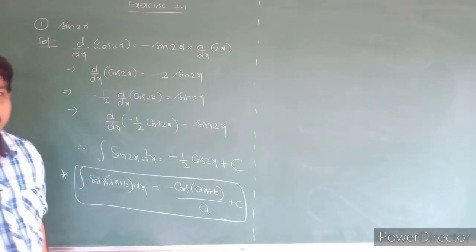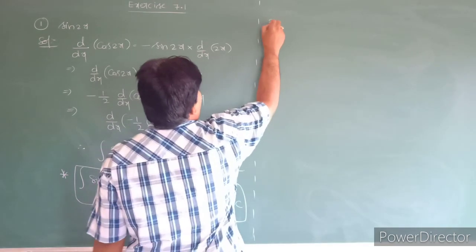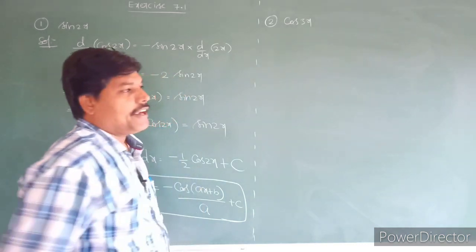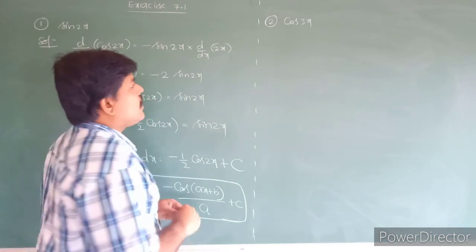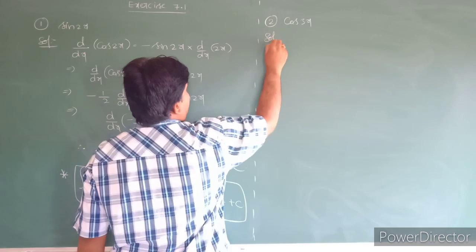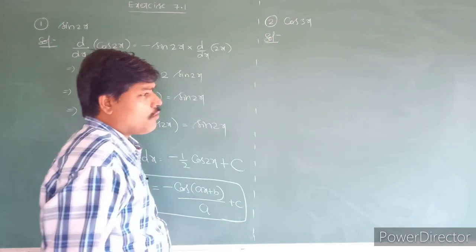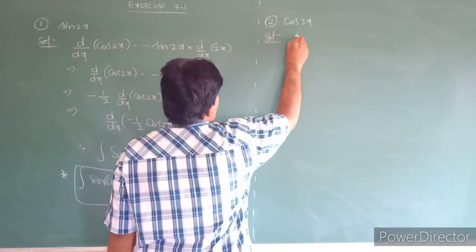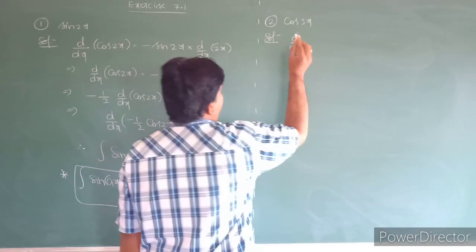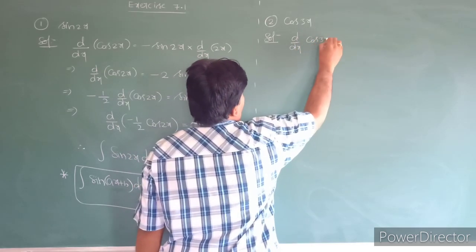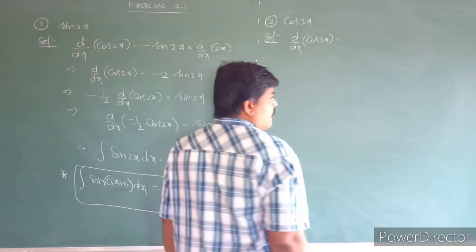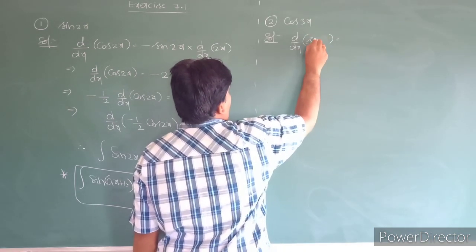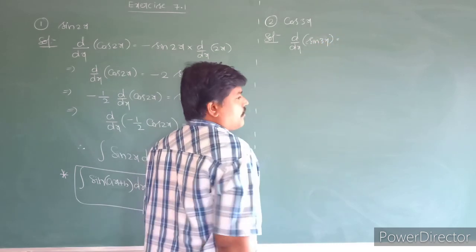Okay, so similarly you can see one more problem. See question number 2, that is cos 3x. Find the integral of cos 3x. I will take the solution here. So how do we start the problem? They are asking the reverse actually, so we start with the antiderivative. I will start with sin 3x.